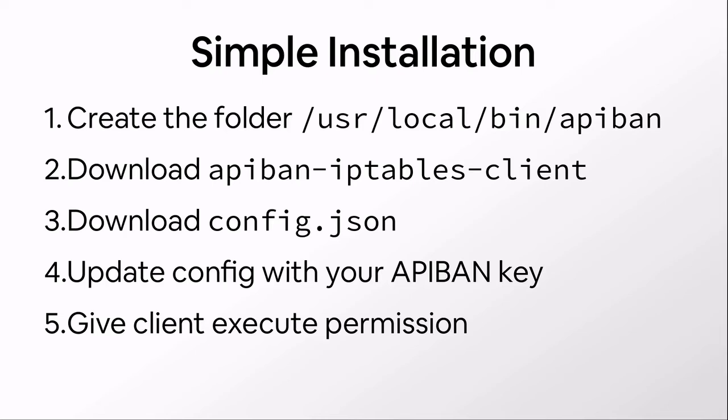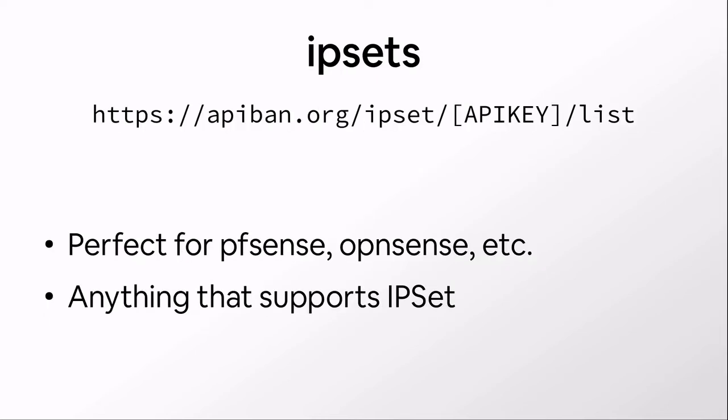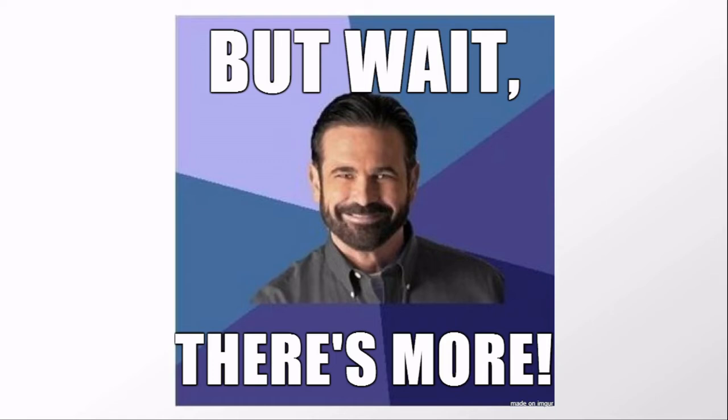Now, let's say you're using something like pfSense or OPNsense. We provide this information in IP sets that are perfect for routers that support IP sets. This way you could just block the gateway to your network. Block everything behind it. Fantastic. And that works very simply, because that one will do a huge list. So if there's 800, no need to do control IDs or anything. It's just the full list. Anything that supports IP set, this list is great for you. But wait, there's more.